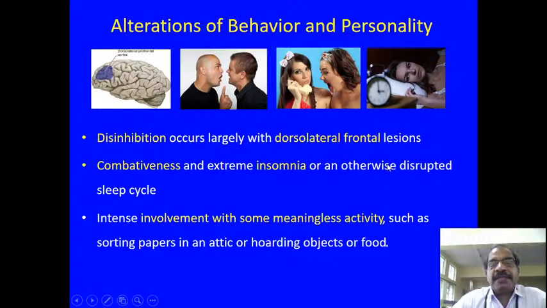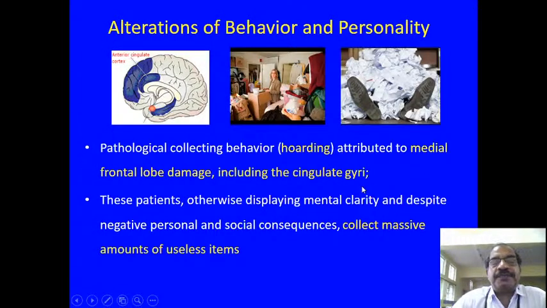Sometimes they may indulge in activities which have no meaning. They may keep on talking something, or they may keep on accumulating so many items unnecessarily. So they may indulge in various activities which are basically good for nothing. So these are all features which are suggestive of behavioral abnormalities due to frontal lobe dysfunction.